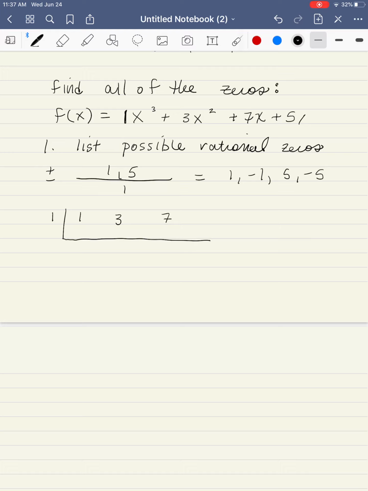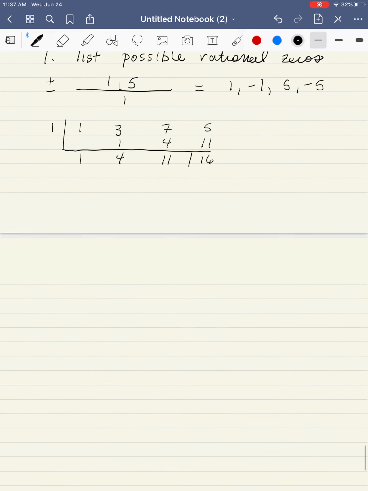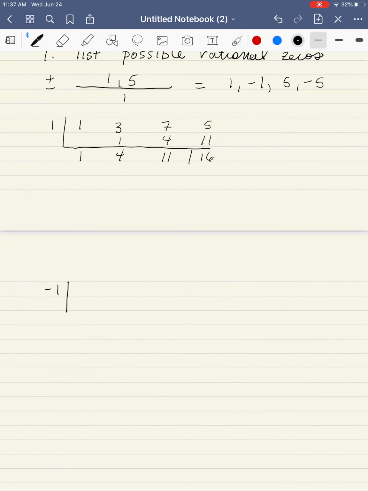All right, I'm just going to start with 1. Start with the easiest one here. And I have cubed, squared, x, constant, so I'm not missing any coefficients. Be sure to watch for that. Drop the 1 down. And add. And 16. So that is not a 0. So I try the next one.